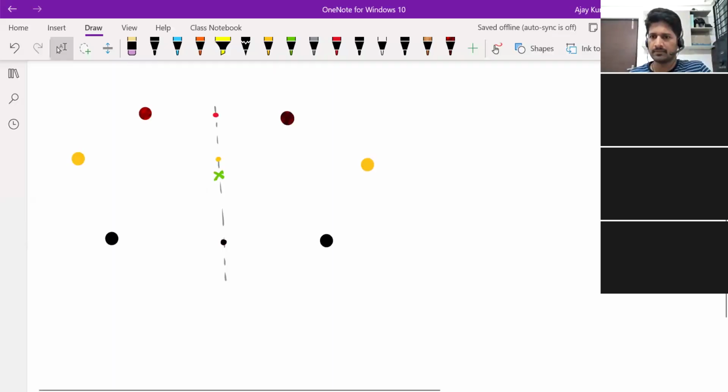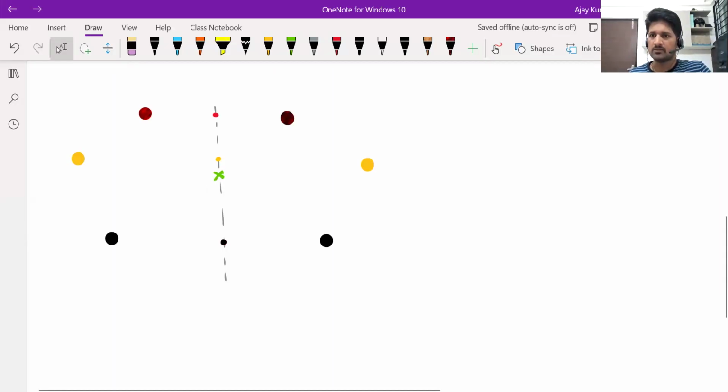Just a moment. I don't know why it got disconnected. Yeah, so let me repeat my question. The center of mass of all these 6 particles combined lies on that gray dotted line. Do you all agree with this or not? Yes, sir. It does.